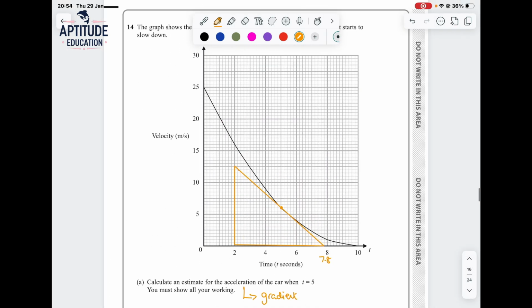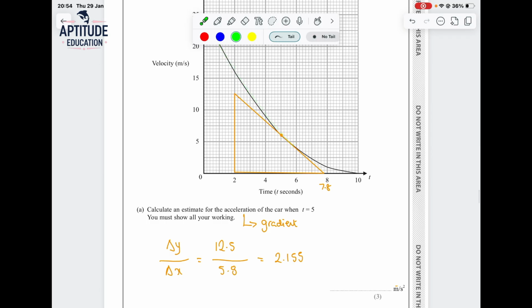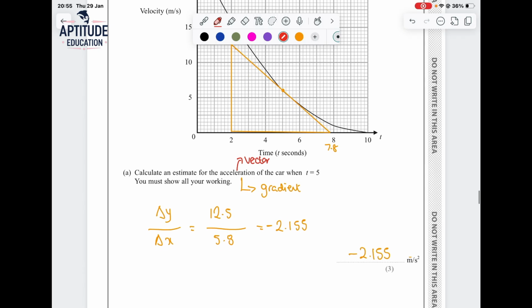However, it's important to read the question carefully. We know that after it starts, it slows down. So the velocity is slowing down, right? Which means that the car is actually decelerating. And whenever it's decelerating, we need to put a negative in front due to acceleration being a vector. It being a vector means it has a direction and also a magnitude, okay? So don't forget the negative, and that will get you the 3 marks.